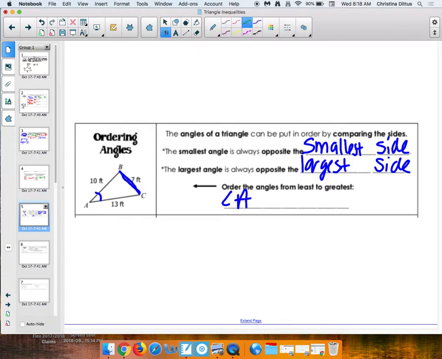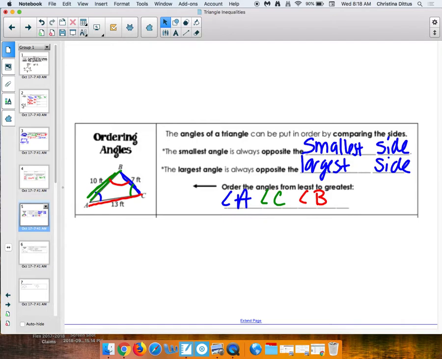What's my medium number? 10. So it's touching A and B, so C is across from it. And my biggest one, 13, so angle B. And that's it. We don't need these other notes.